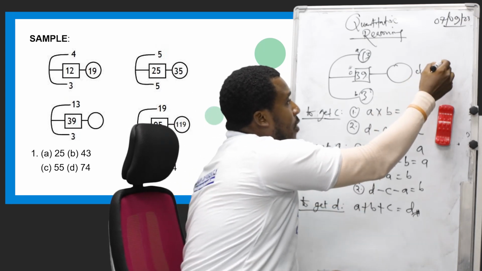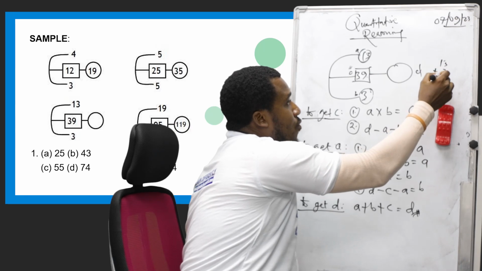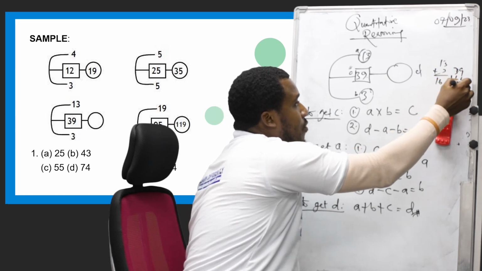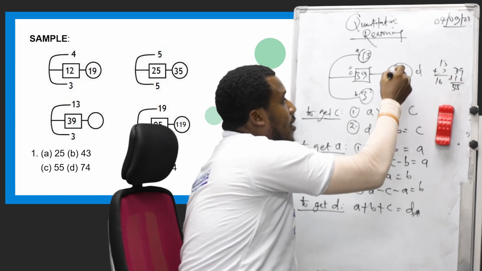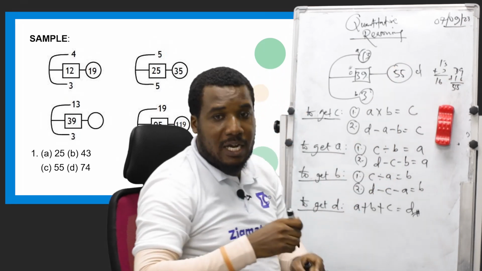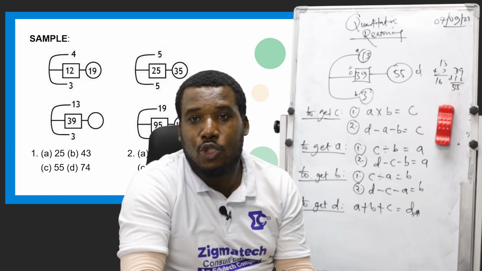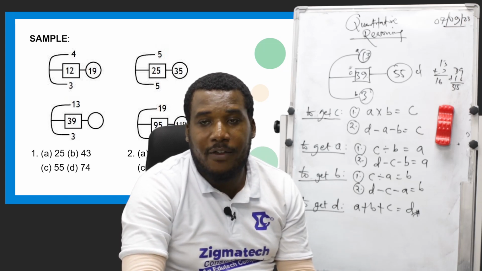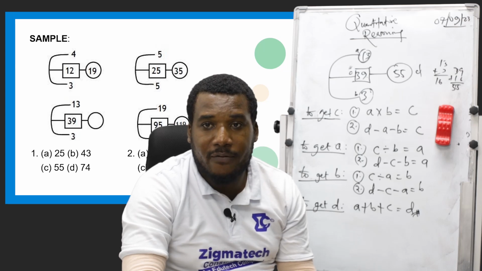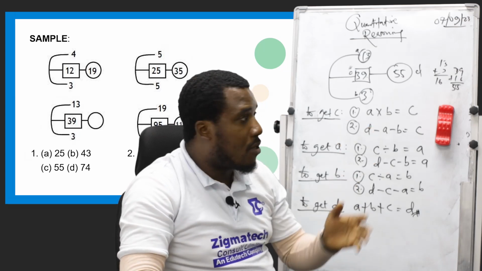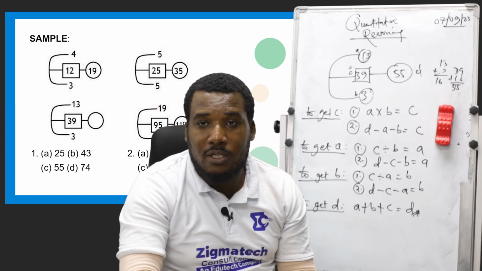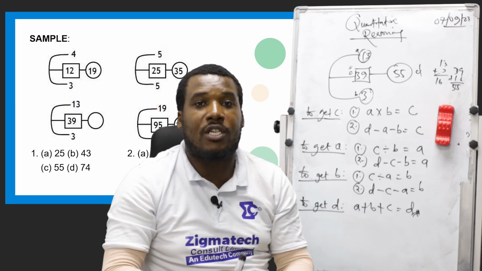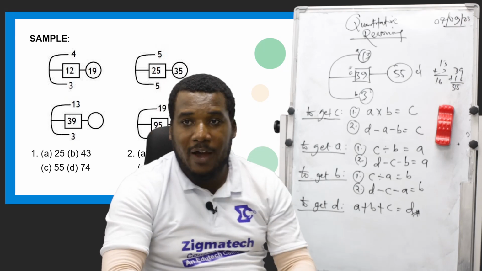So let's see, 13 plus 3 will be 16. 39 plus 16 will give us 55. So our answer here is 55, and we are given options: A, 25, B, 43, C, 55, and D, 74. Of course, because of the answer we just got, we know that the option we are supposed to choose will be option C, which is 55.